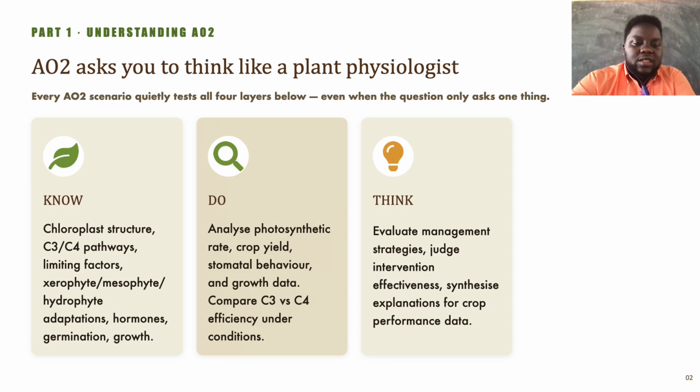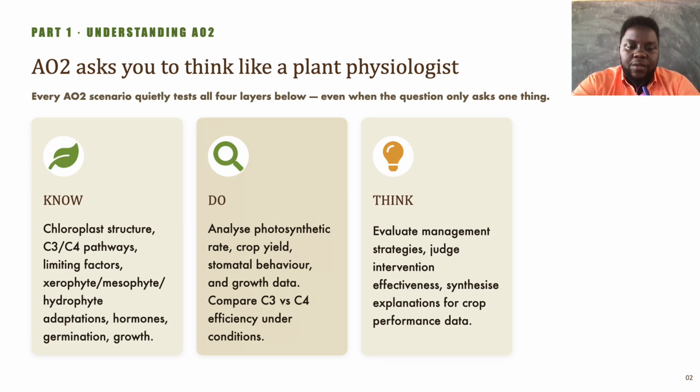When we tell you to think, this is where most of the marks are going to be, because you must express this in an essay form. This is where we are going to be writing. You are going to evaluate a management strategy. You're going to judge whether an intervention will actually work. You're going to synthesize an explanation that pulls together more than one biological process. This is high order reasoning. This is the difference between describing what C4 photosynthesis is and explaining why a C4 pathway gives a specific crop a specific advantage in a specific climate.